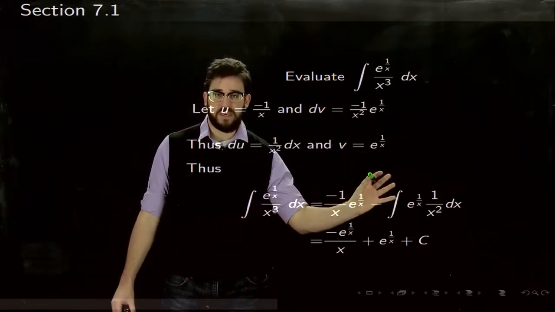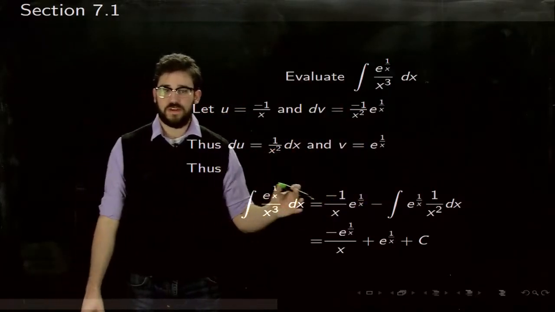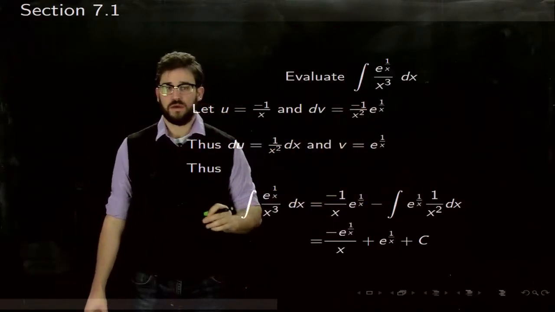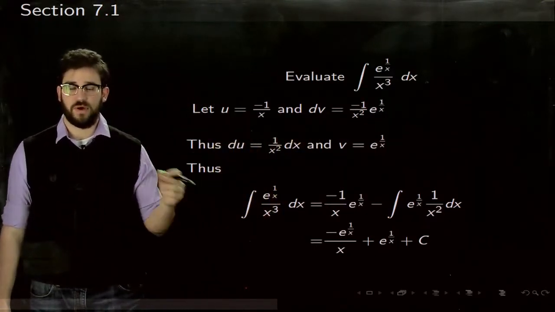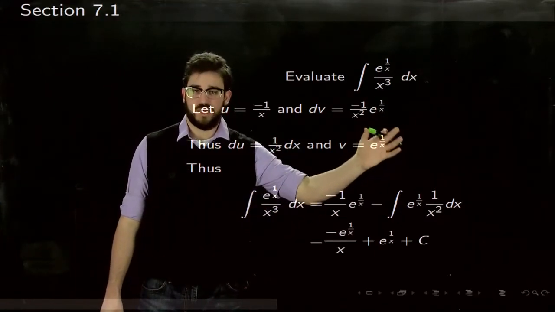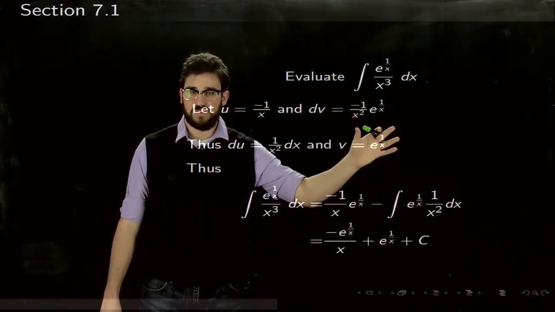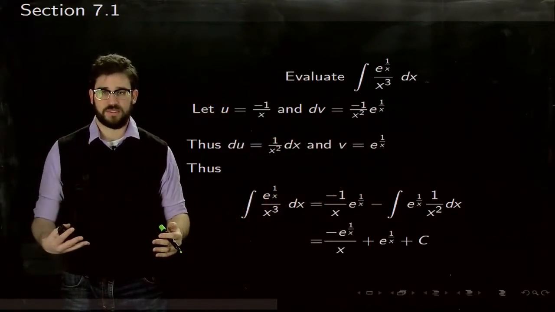If I wanted this v to be e to the 1 over x, the derivative of that is going to be, because of the chain rule, negative 1 over x squared. So what would happen if I had dv equaling this value? And then everything just started to fall into place.